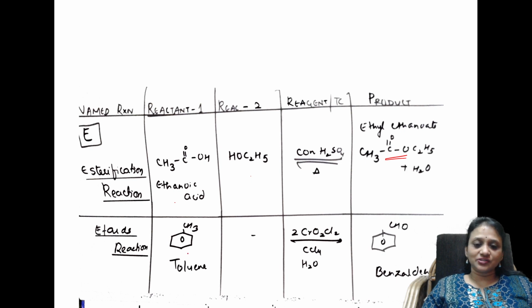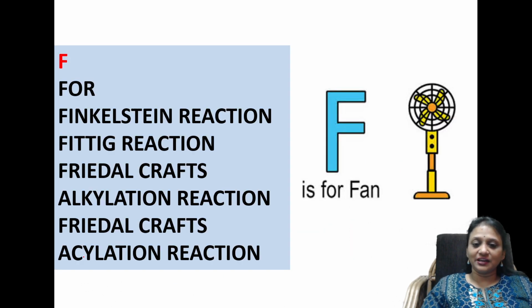In Etard reaction, almost the same thing, students, a toluene we are going to take, not the same, basically we are going to take chromyl chloride. So chromyl chloride in the presence of carbon tetrachloride and water, you'll be getting benzaldehyde. So nothing, when they ask you to convert toluene to benzaldehyde, you can use Etard's. Isn't it easy? Next comes F.